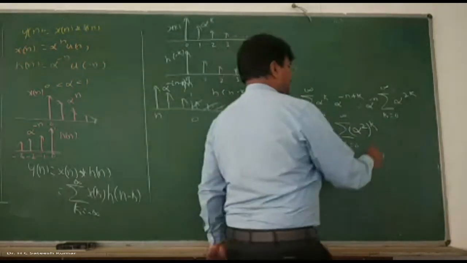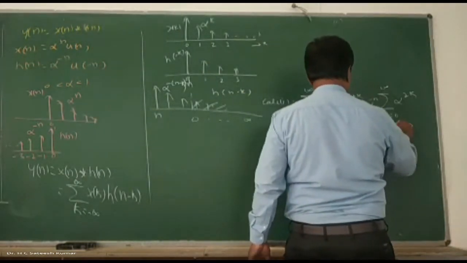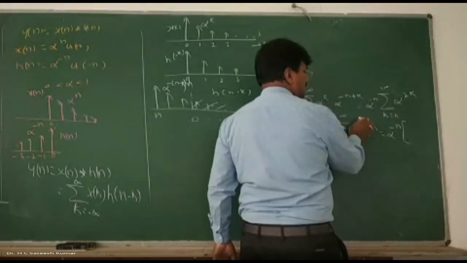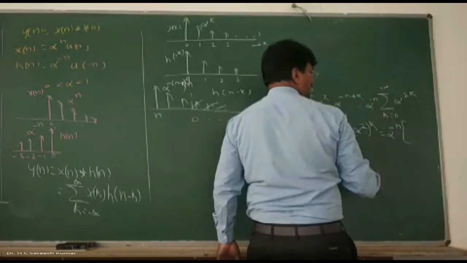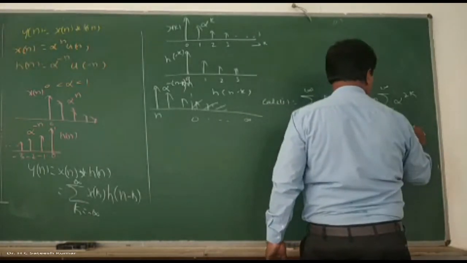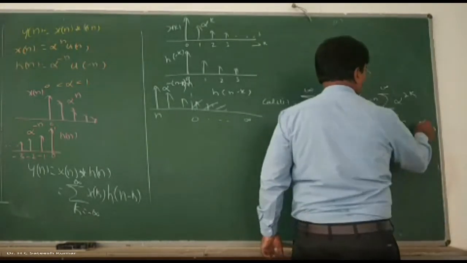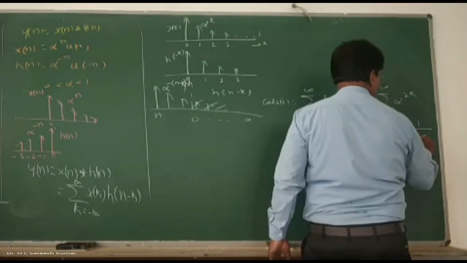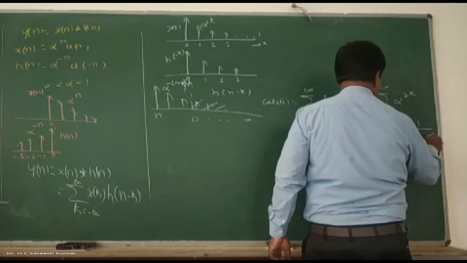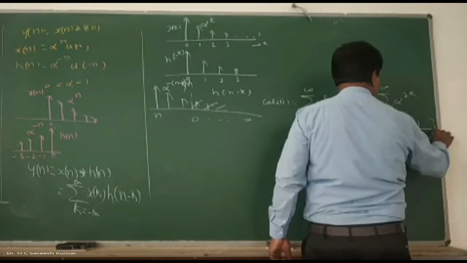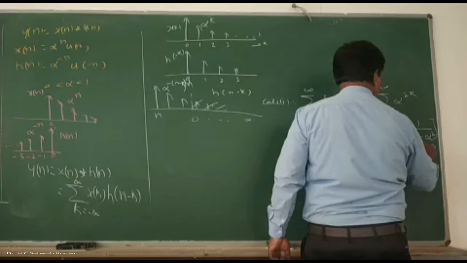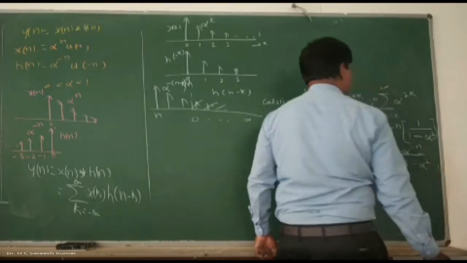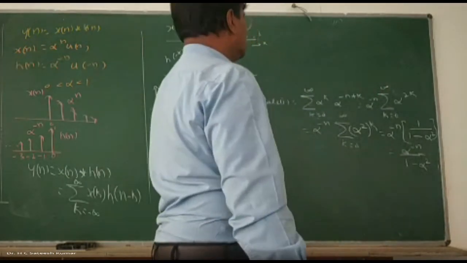Okay, so we can use the formula now. Alpha to the power of minus n into alpha square to the power of k, so this is like a to the power of n from 0 to infinity, which is 1 divided by 1 minus a, and here a is alpha square. This is nothing but equal to alpha to the power of minus n divided by 1 minus alpha square. Okay, that's how we should do it.